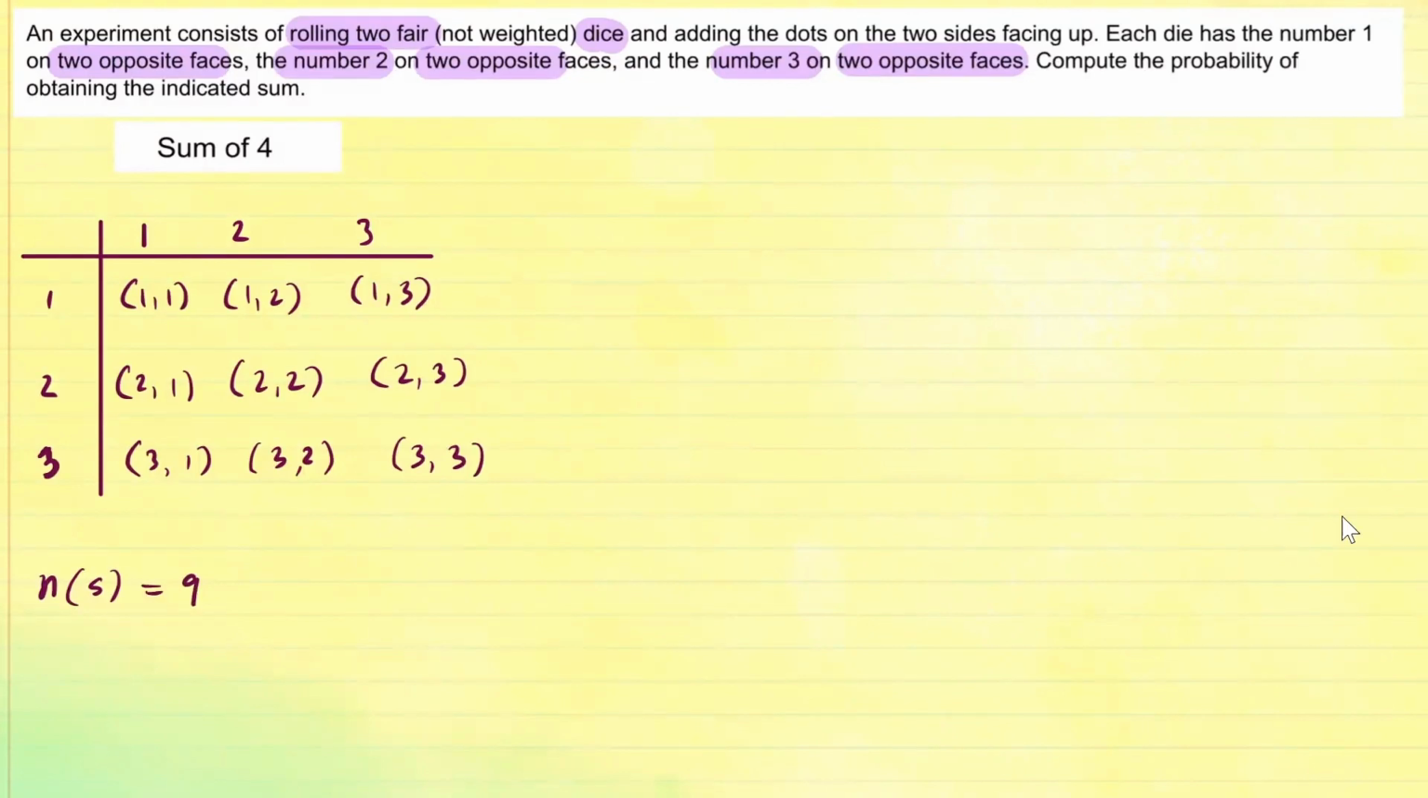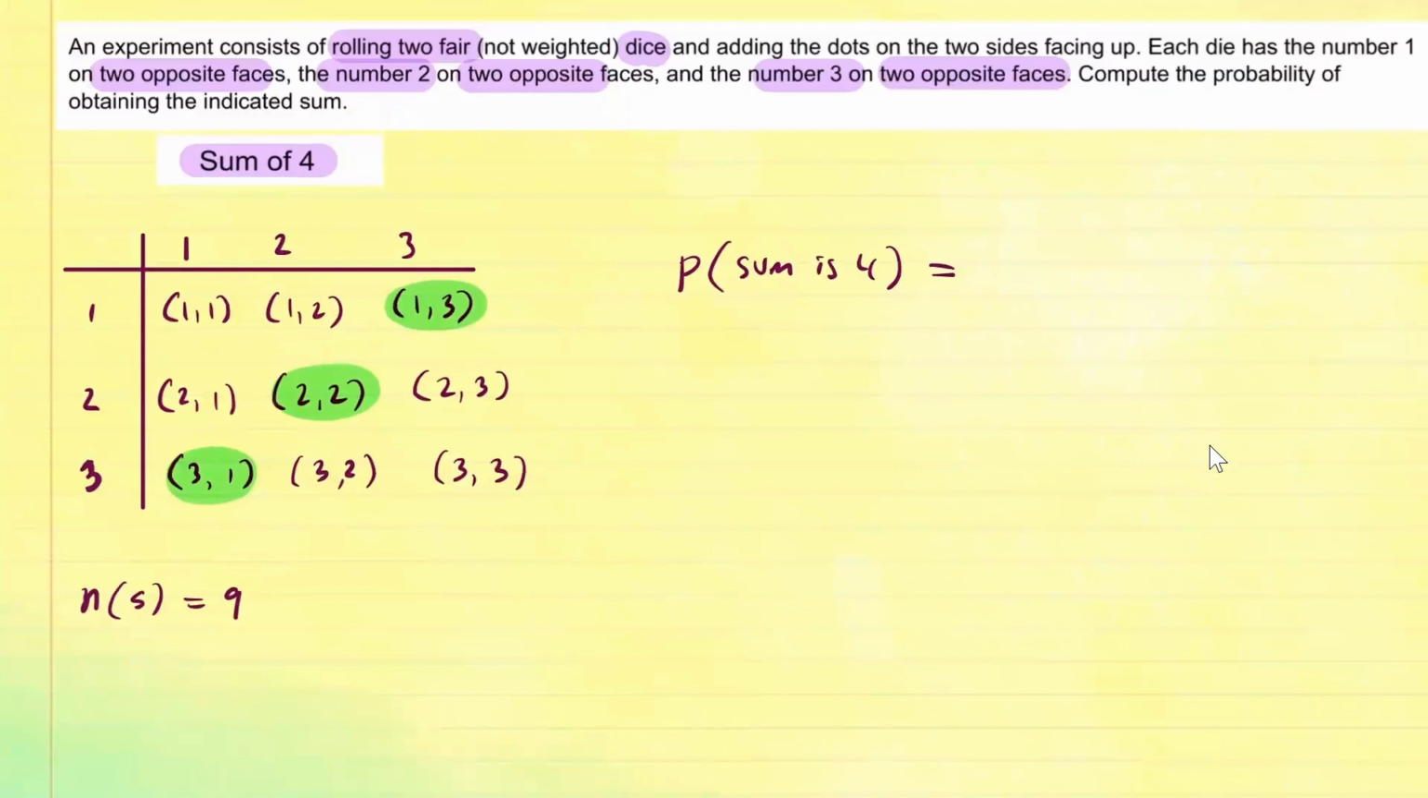Now let's see what we're looking for. We want to find the probability of the following event, that the sum of the dice is going to be 4. All right, so what are the outcomes that will sum to 4? We know our outcomes where the sum is 4 are going to be this one, and this one. Those are the only ways we can get the sum to be 4.